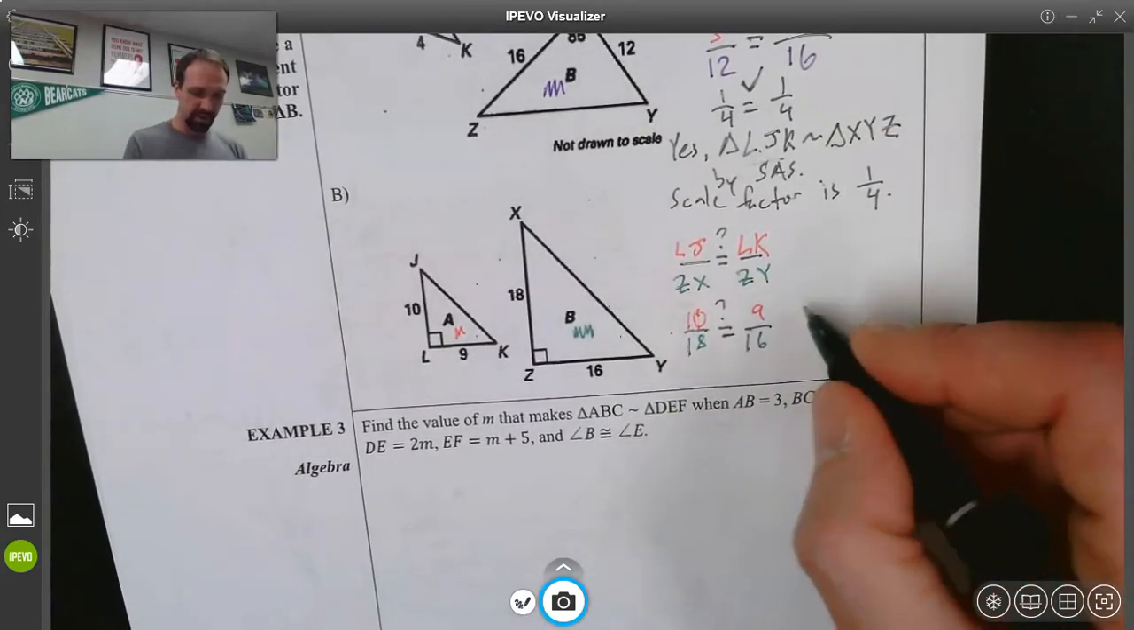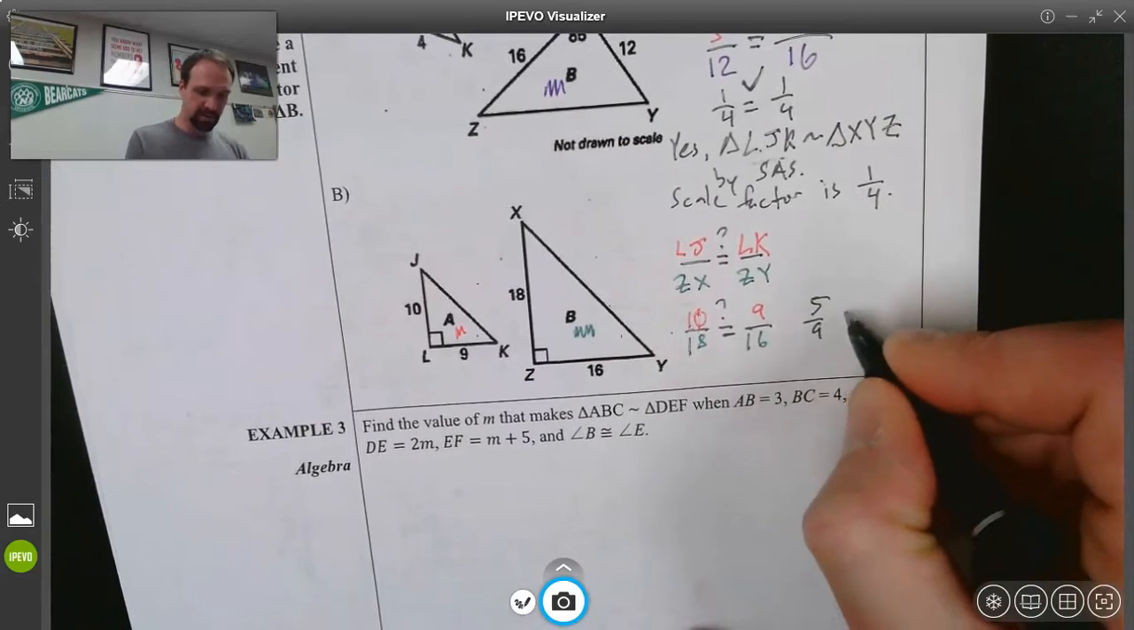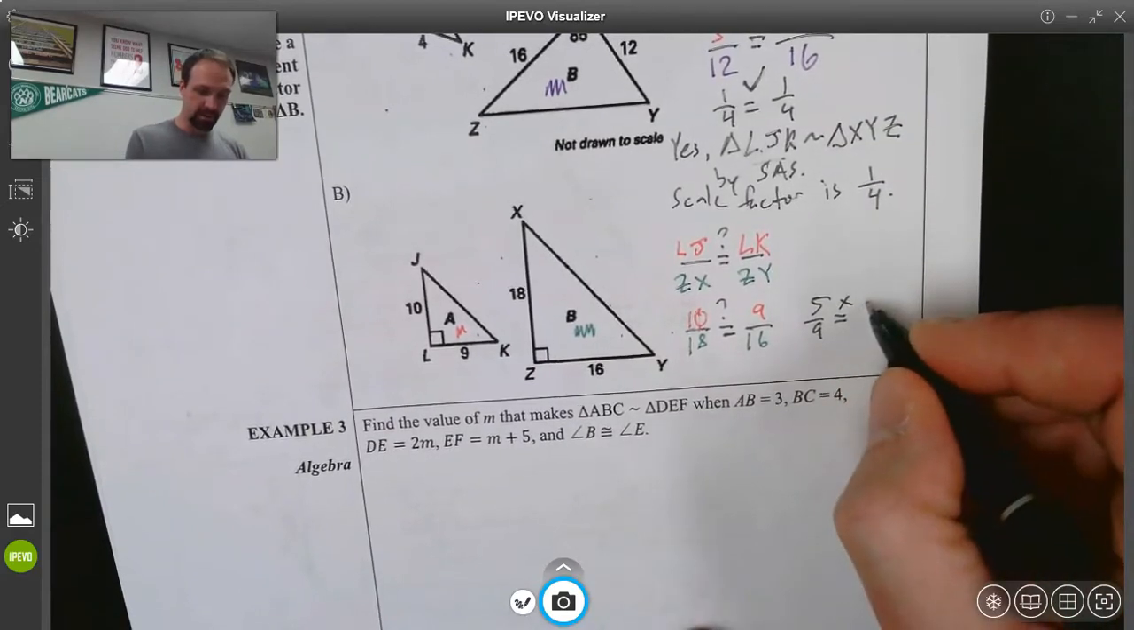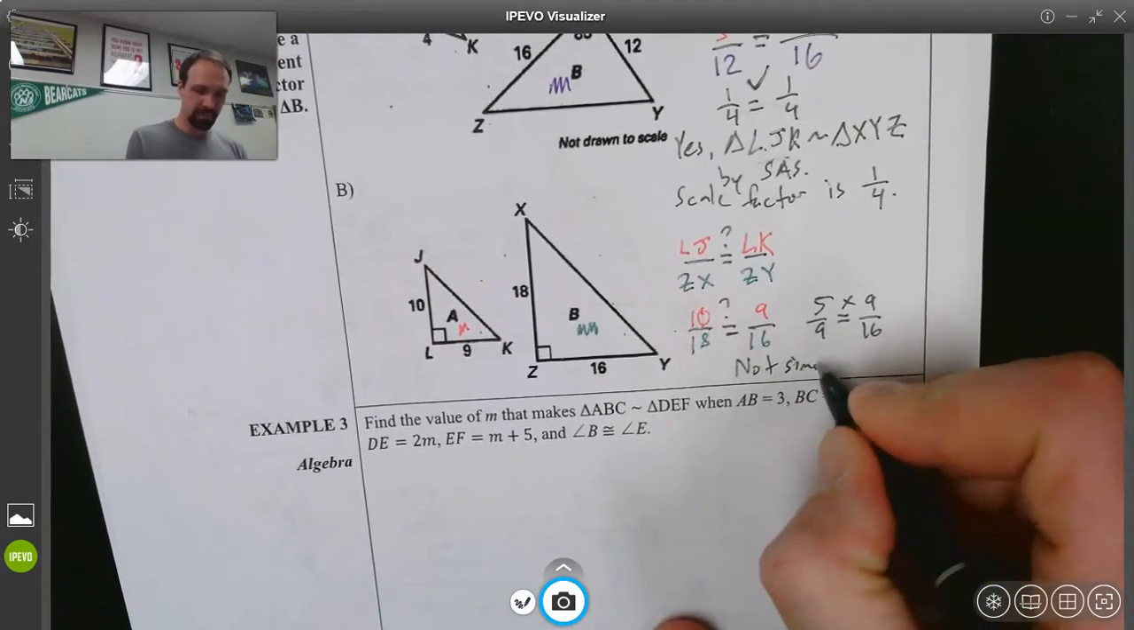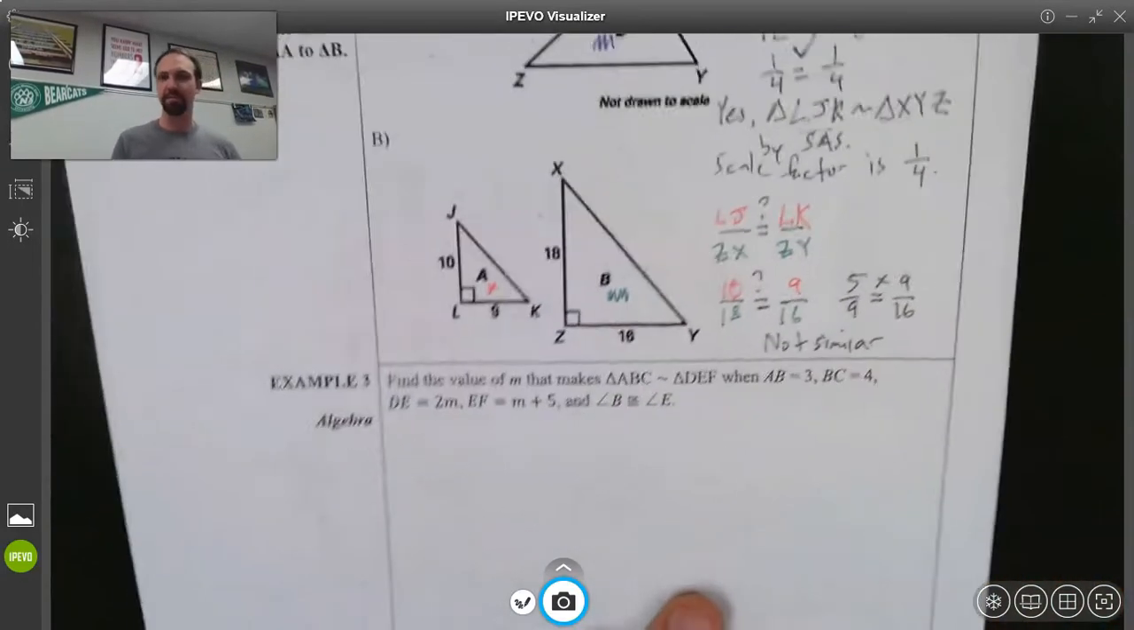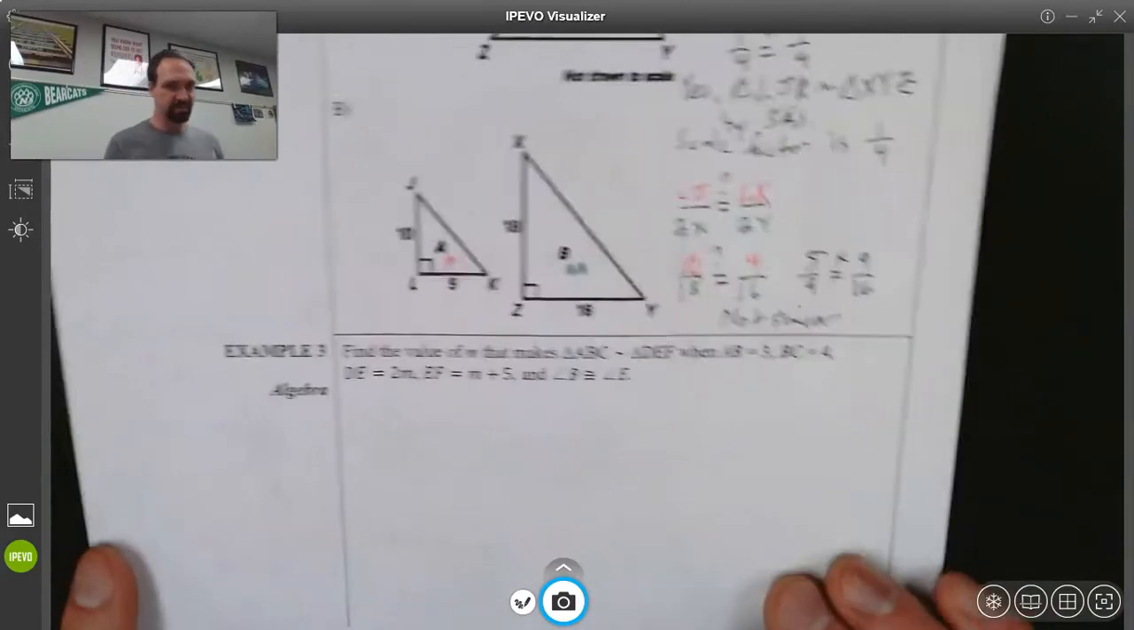Let's see, 2 goes into both of that, so that gives me 5/9. And 5/9 is not equal to 9/16. So these are not similar. So then there's no scale factor. So that's for that part.